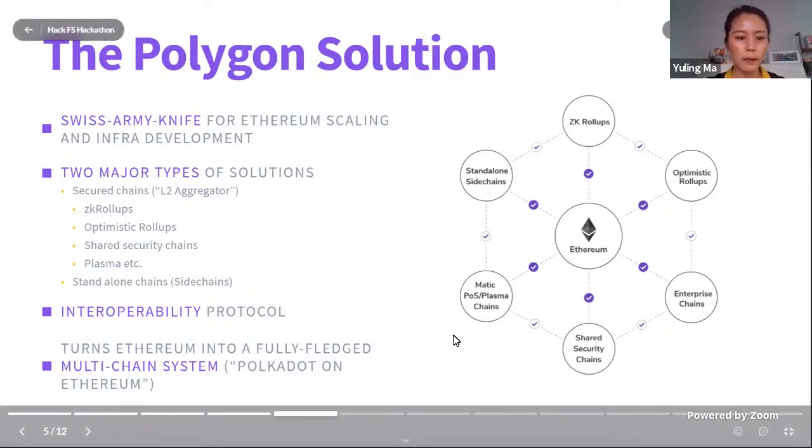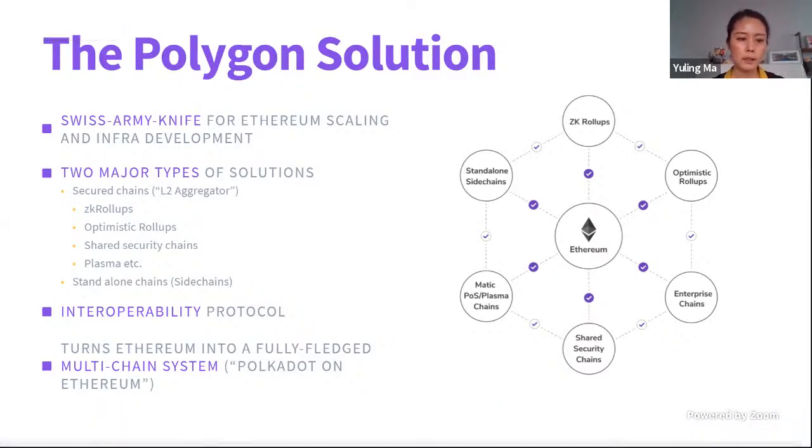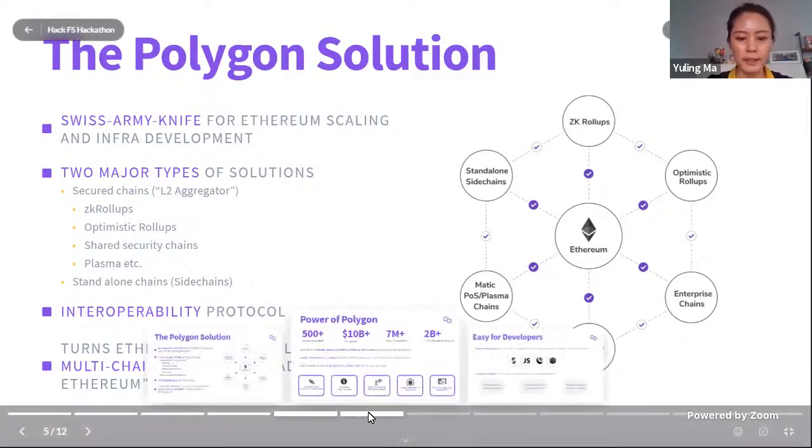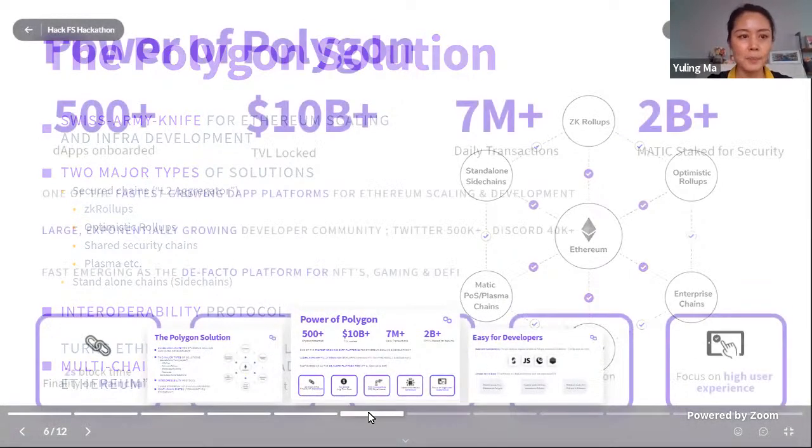So by doing this, it turns Ethereum into a fully fledged multi-chain system. And then we would like to call this a Swiss Army knife solution for Ethereum scaling and also infrastructure development because of this.